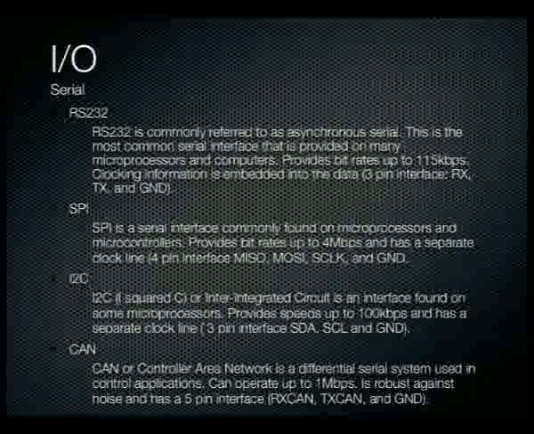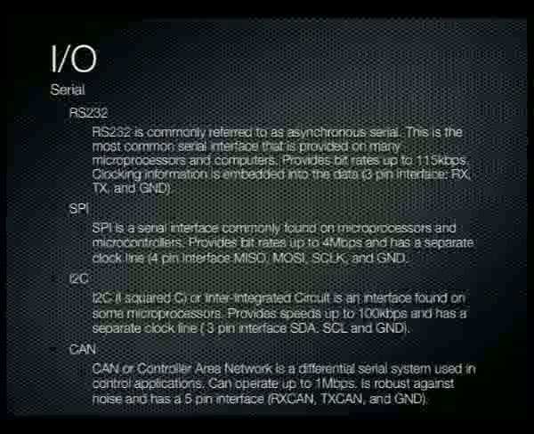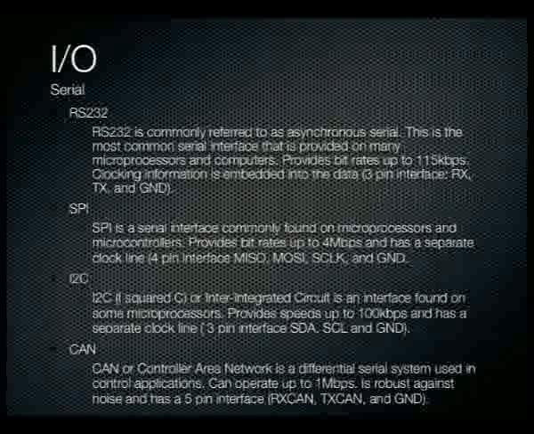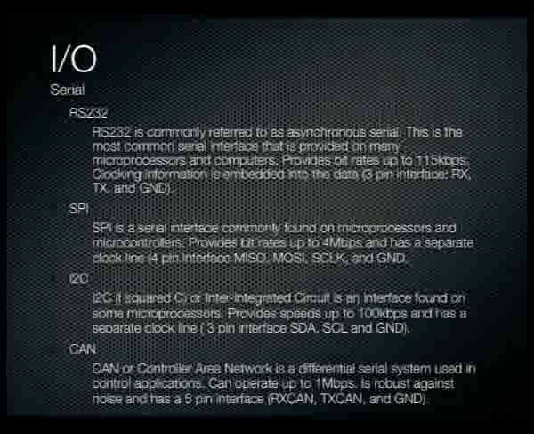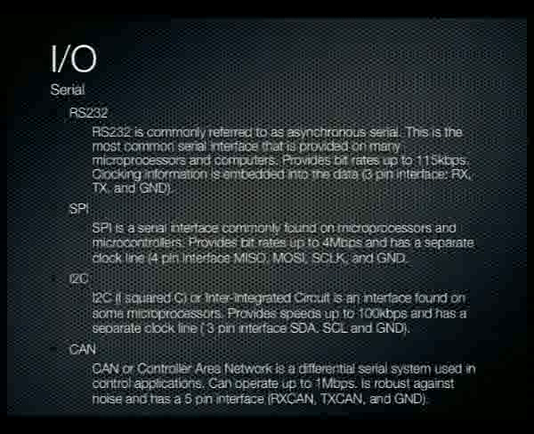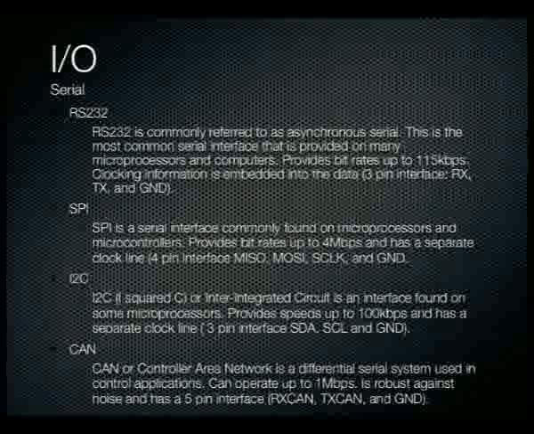We also have the CAN bus, which is the controller area network. It's primarily used in control applications, so in a lot of plant situations where a lot of the plant mechanisms might be automated, they'll be controlled by a CAN bus. So it's a differential serial system used in control applications, as I said.